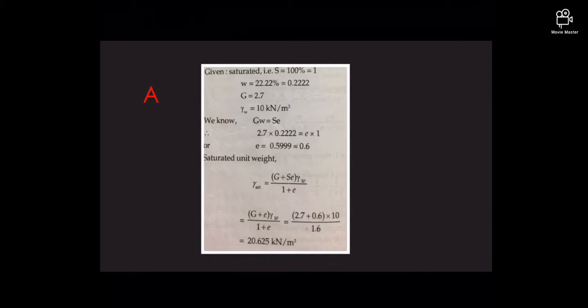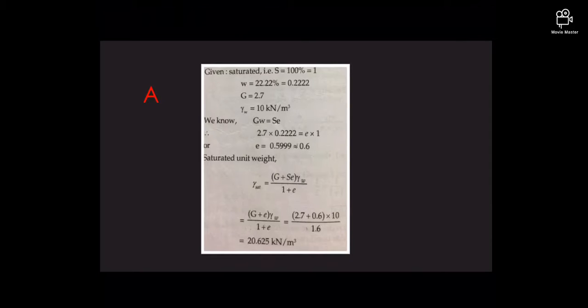So we have another equation, which is gamma saturated is equal to G plus E into SR into gamma W divided by 1 plus E. So we know all the values: G we know, which is 2.7, E is 0.6, S is 1 and gamma W is 10, and 1 plus E is 1.6. So the value for gamma saturated we are getting as 20.625.